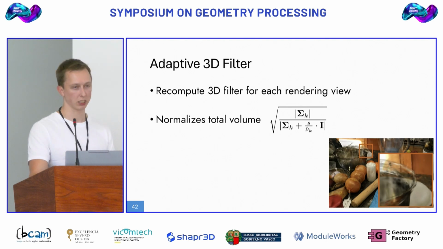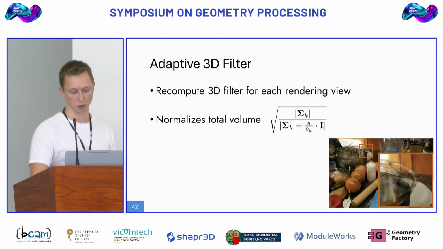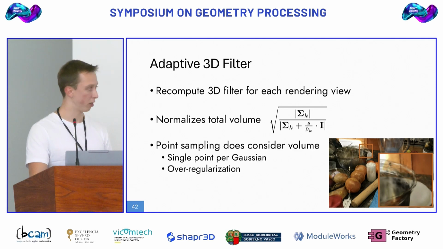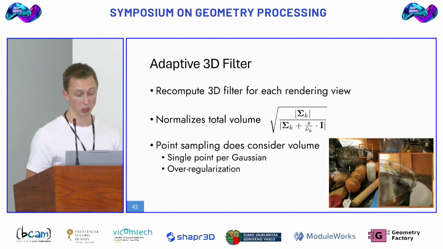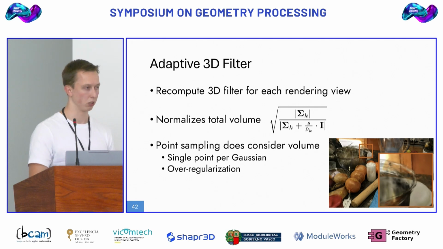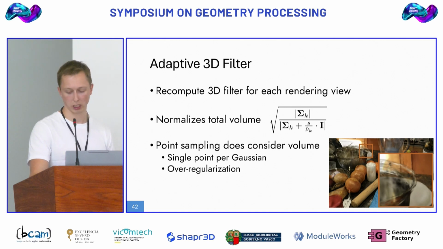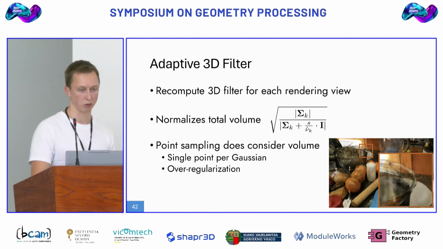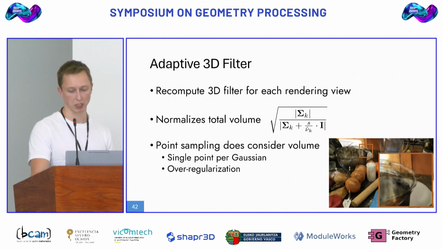So we do this because otherwise the gradient descent would simply make Gaussians at high frequency details smaller and smaller to a point where they are numerically very unstable. However, if we do point sampling in 3D, so we only consider one point along a ray, we do not consider the whole volume of the Gaussian. And therefore, regularizing it by the scaled volume basically makes them too transparent. It's an over-regularization.